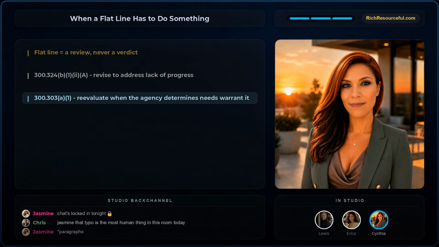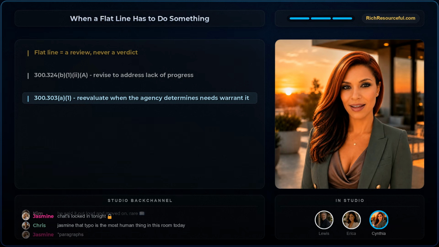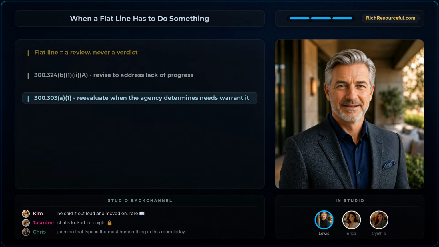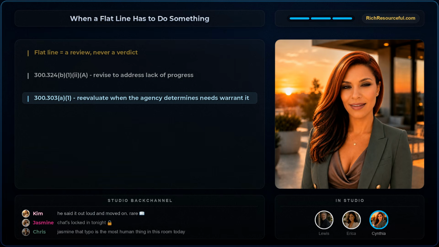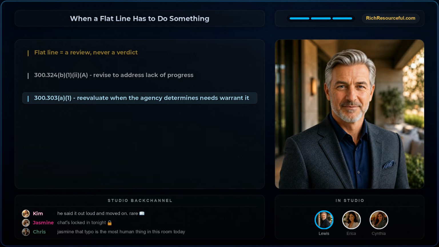Lewis, if the line comes back flat, does the team have to change the services? Flat since when though? Flat since the last report, or flat since the goal was written? Those are two different answers. Since it was written, 9 months of nothing moving. Then B12A is live, and the team revises as appropriate. Revises, that's the verb the paragraph chose. It doesn't say increase the minutes, it doesn't say change the placement, and it certainly doesn't say the district failed a child. It says look again, with the people who wrote the goal in the first place.